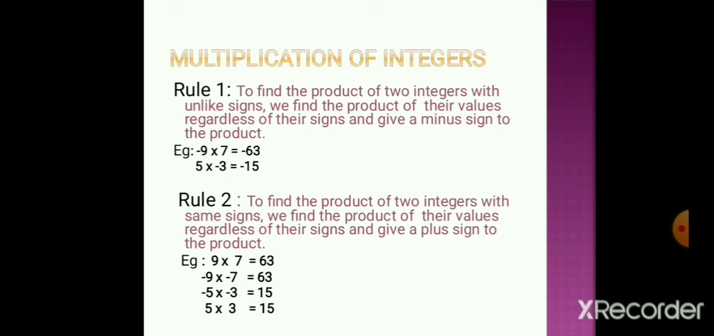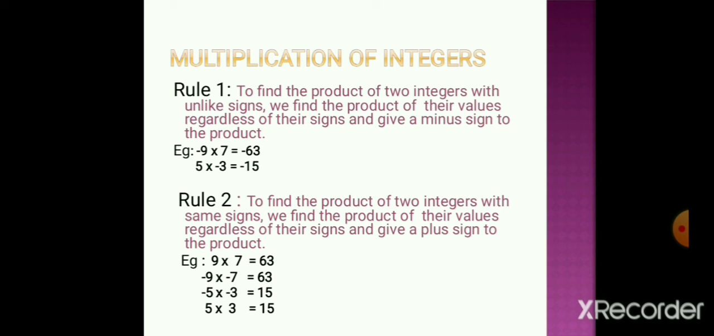Then rule 2, if you are multiplying integers with the same sign, then also you have to multiply first, and give a positive sign. Here 9 into 7, both have a positive sign, so multiply it and give the positive sign, that is plus 63. Then minus 9 into minus 7, both have the same sign, so multiply and give the product a positive sign, that is plus 63. Okay, then minus 5 into minus 3, same sign, so the answer is plus 15. 5 into 3, here also same sign, so the answer is 15.